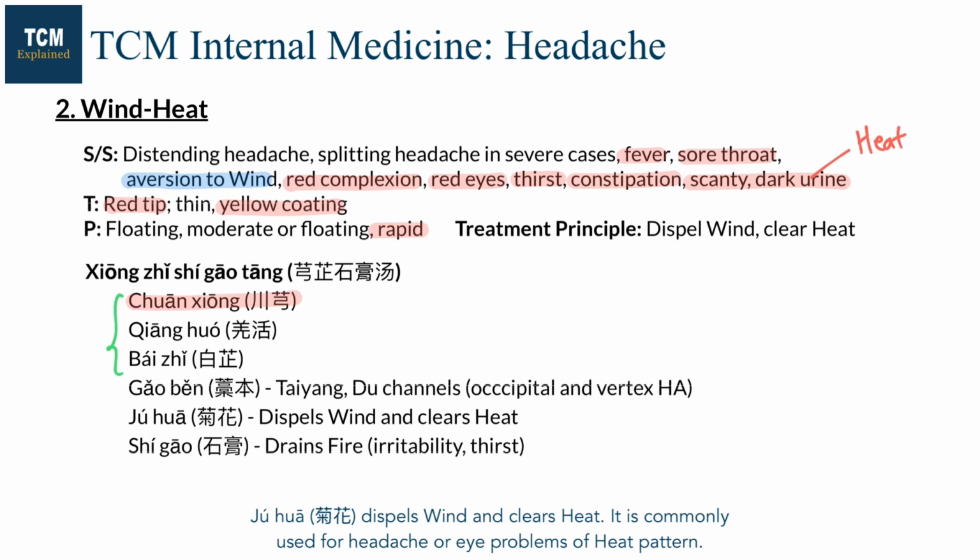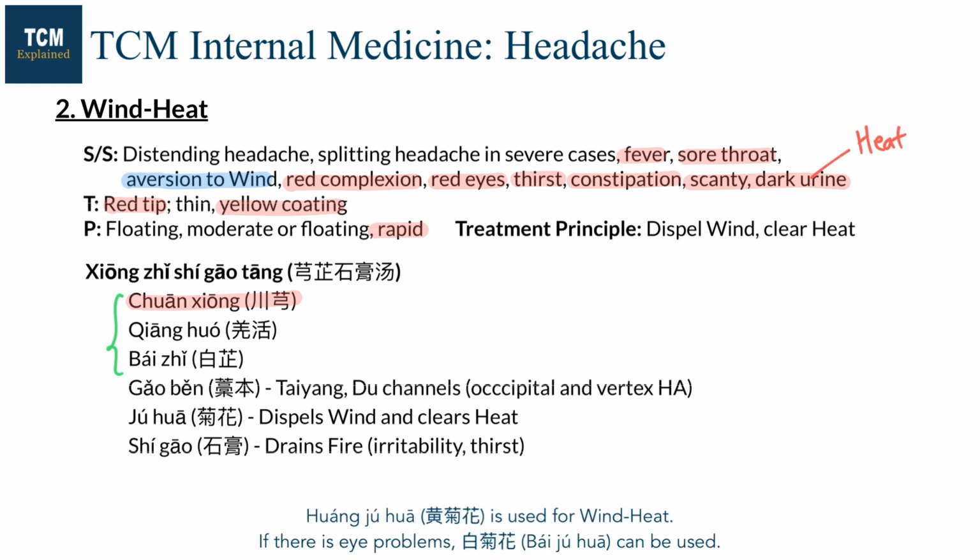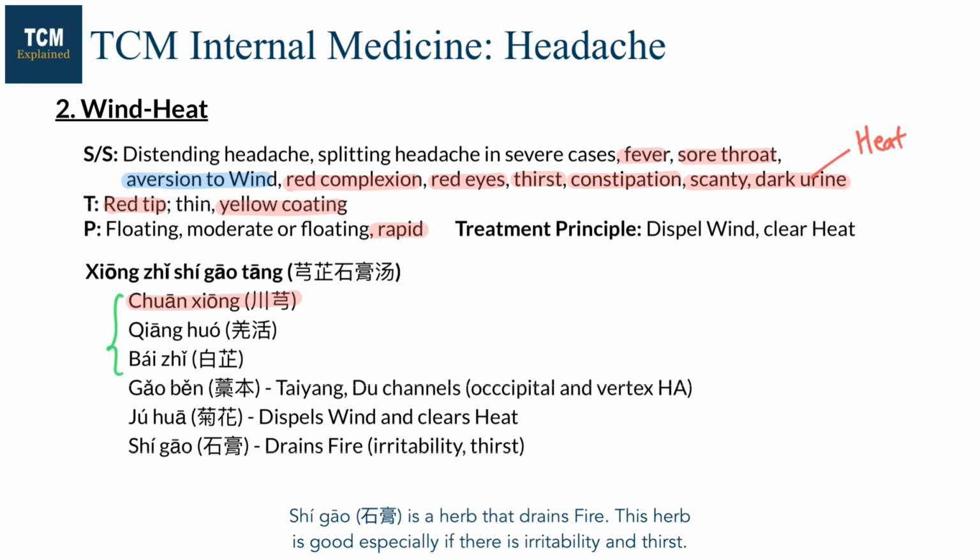Juhua dispels wind and clears heat. It is commonly used for headache or eye problems of heat pattern. Huangjuhua is used for wind heat. If there's eye problems, Baijuhua can be used. Shigao is a herb that drains fire. This herb is good especially if there's irritability and thirst. We can also consider other formulas such as Zhangzhu Yin or Yin Qiao San.